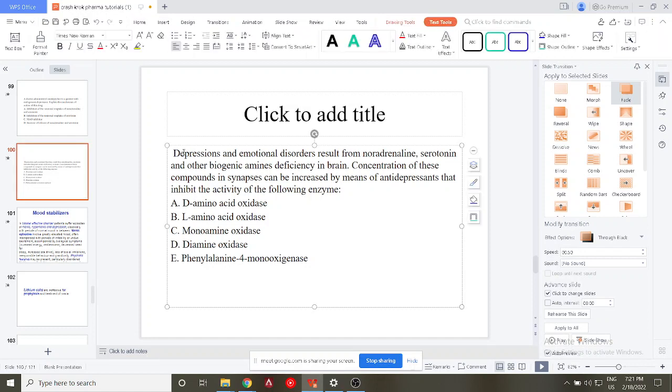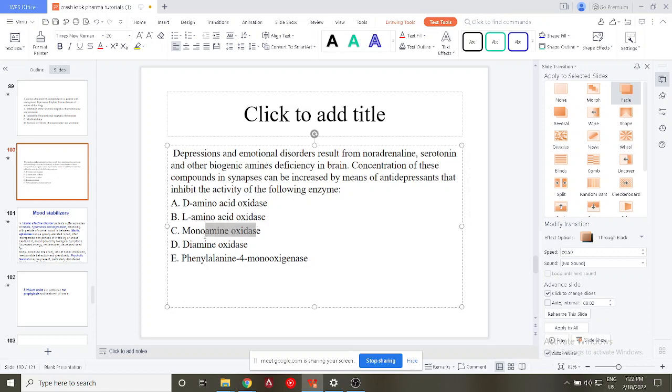Depressions and emotional disorders result from noradrenaline, serotonin, and other biogenic amine deficiency in the brain. Concentration of these compounds in synapses can be increased by means of antidepressants that inhibit the activity of the following enzymes. Yes, that's correct.